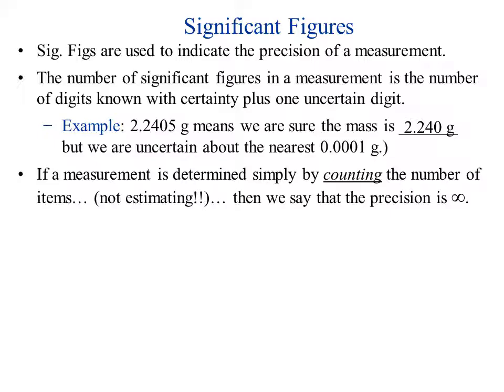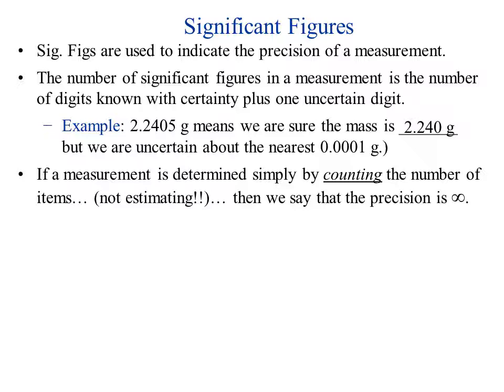Now, if you're measuring something, there's uncertainty. But if you're just counting the number of objects, let's say you have 7 pencils in your backpack, you're not estimating how many pencils there are. You can physically count up to 7. So we say that the precision is an infinite amount of precision. So it's not like you're rounding it off.